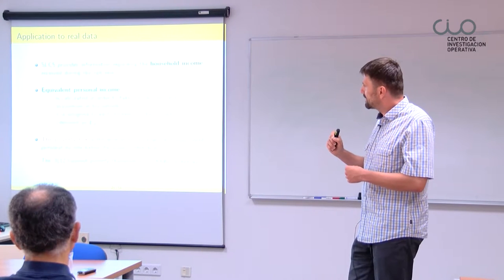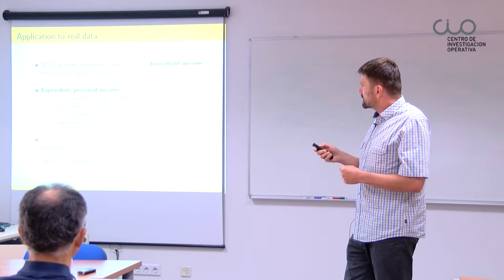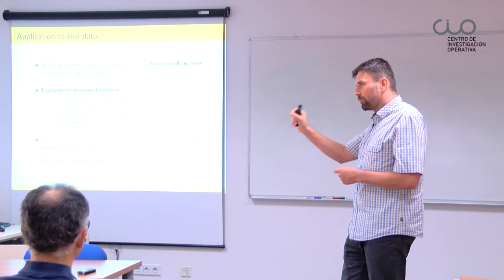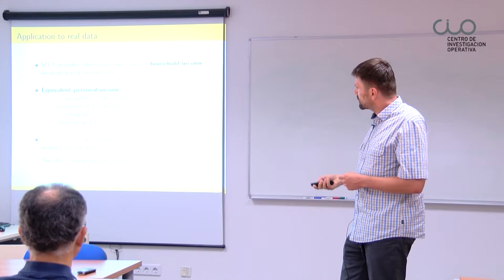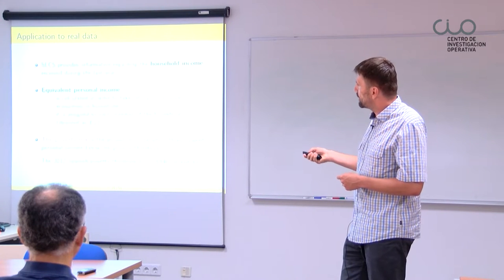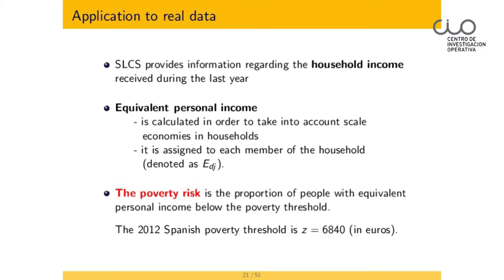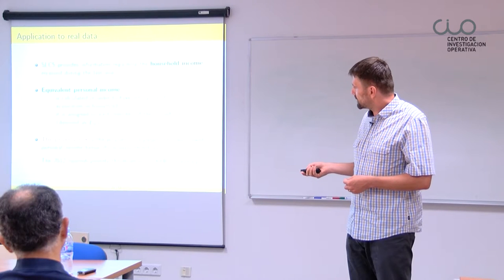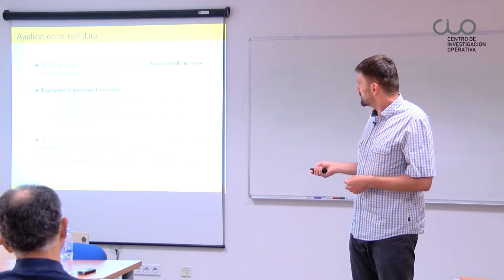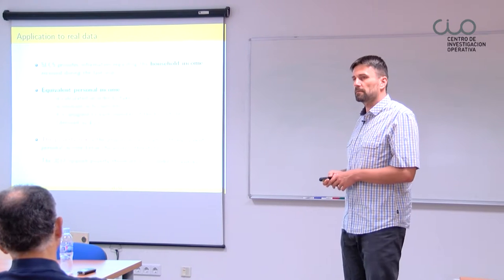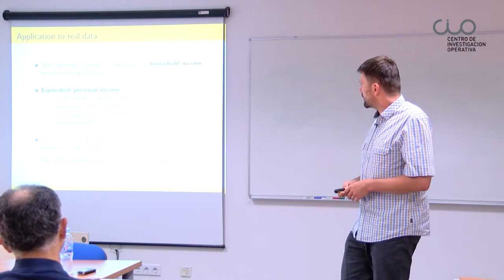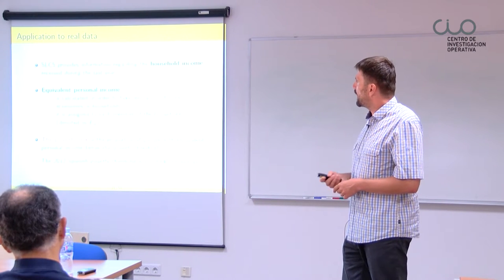This is quite a bit of a worse situation, because the data could be better if we had the information for individuals. But we have information only on the household level, so each member of the household has, in the end, the same personal income. The parameter is then the proportion of people whose personal income is below the so-called poverty threshold. For example, the Spanish poverty threshold in 2012 was 6,840 euros per year. People who were under this quantity with their personal income were considered poor people.